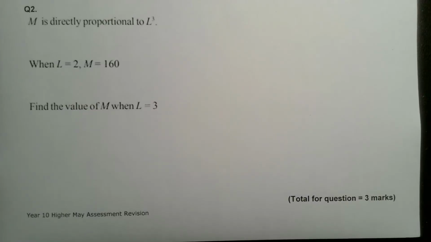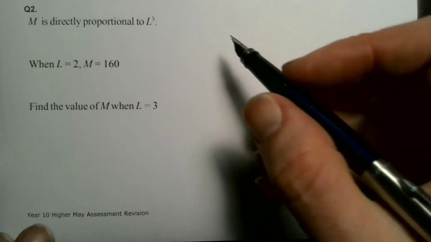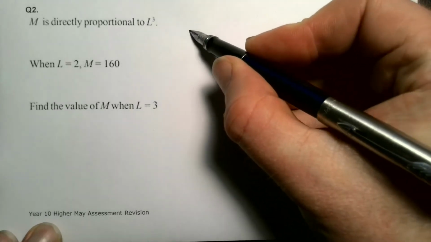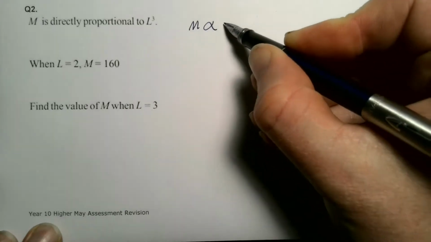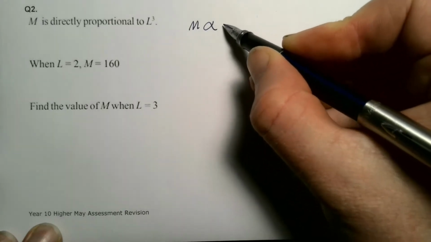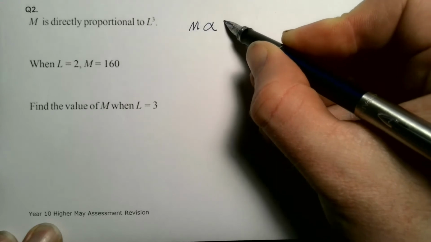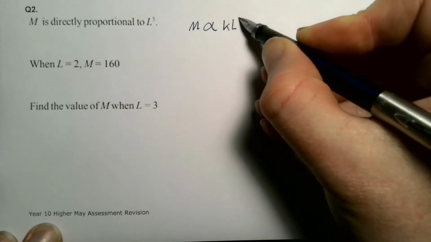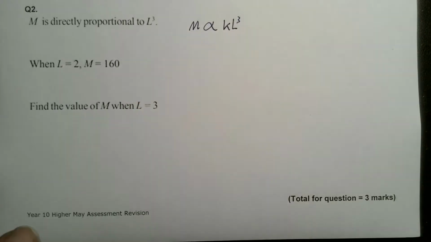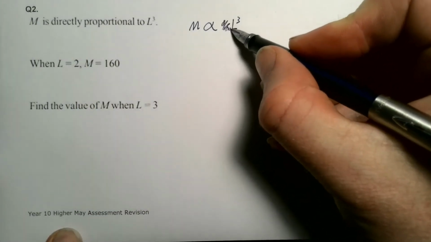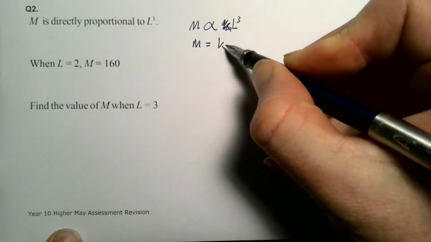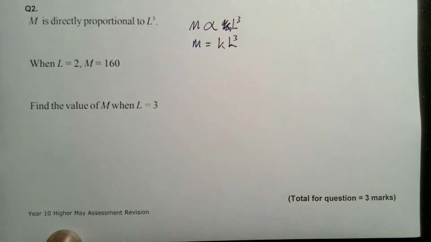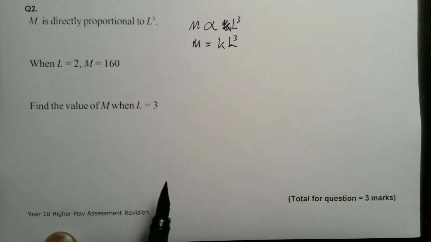Okay, here's question 2. So direct proportion, the most solid technique to get through is to use the direct proportion sign. That means that there's going to be a number that you can multiply your L cubed by to get m, so m equals k L cubed, and we need to find out what that number is.